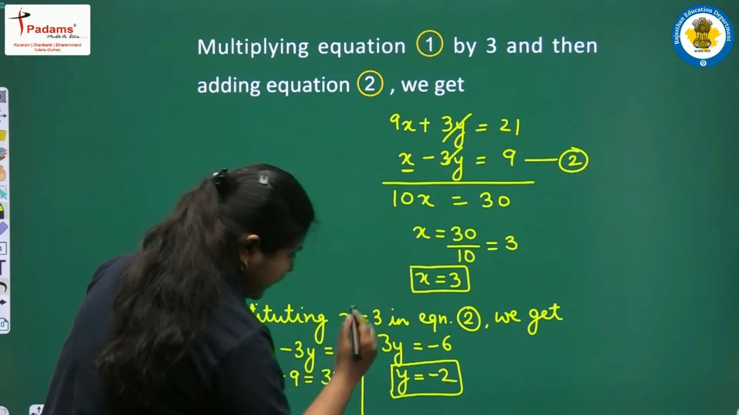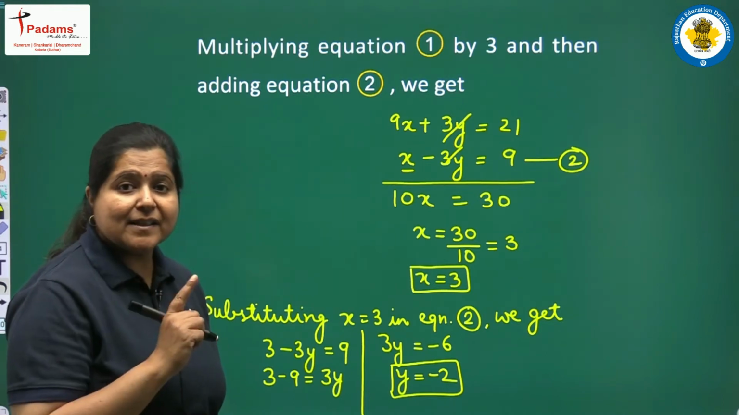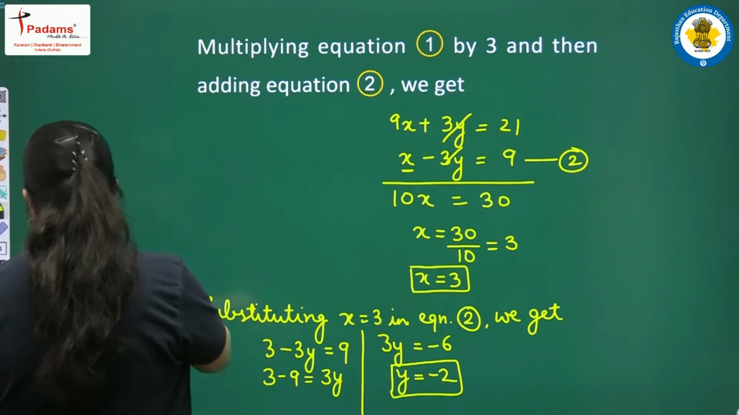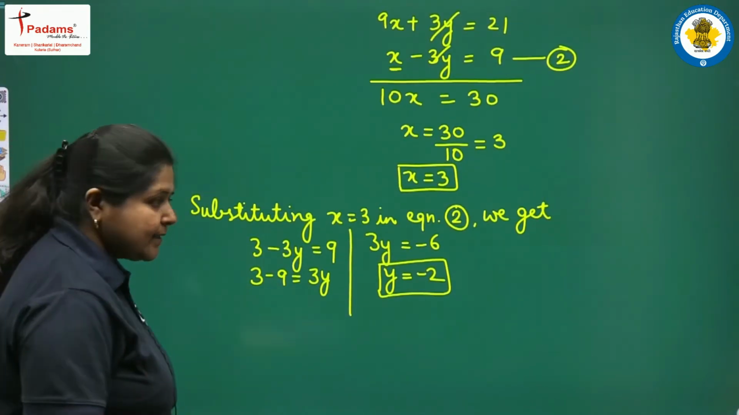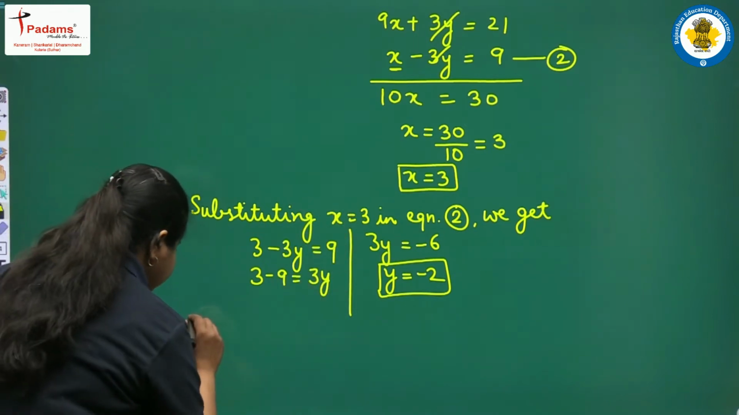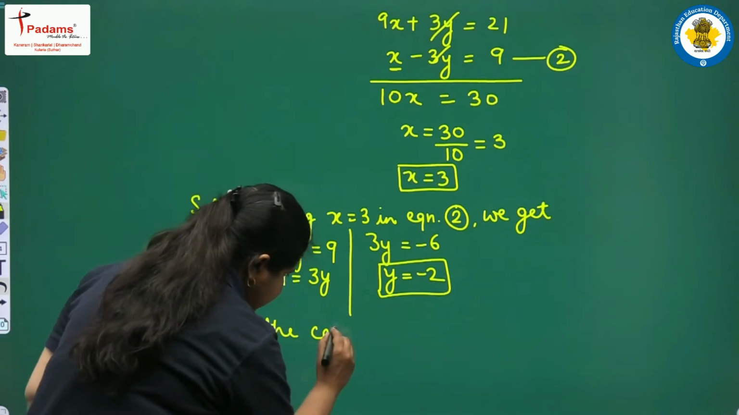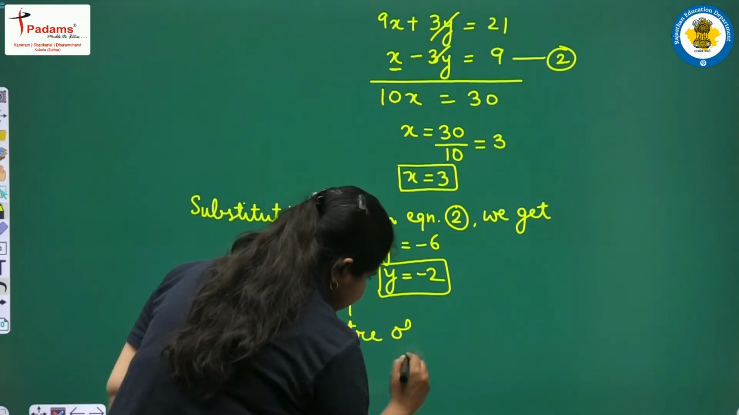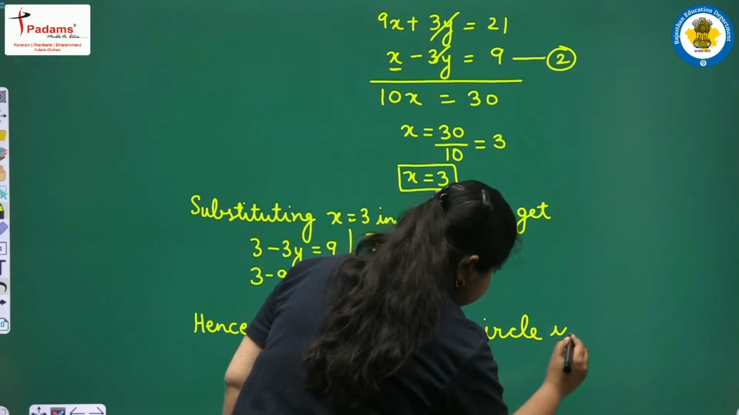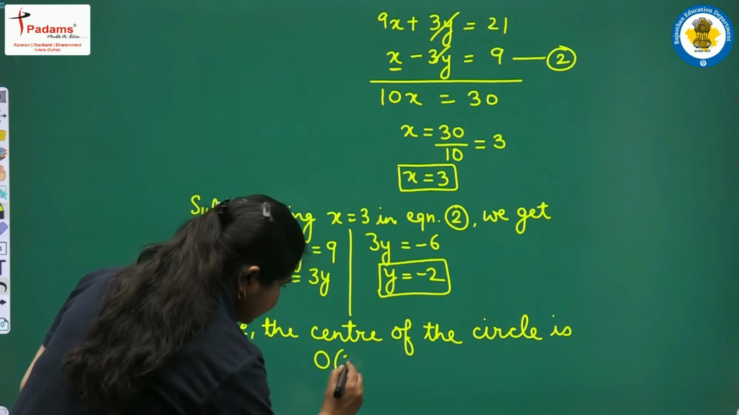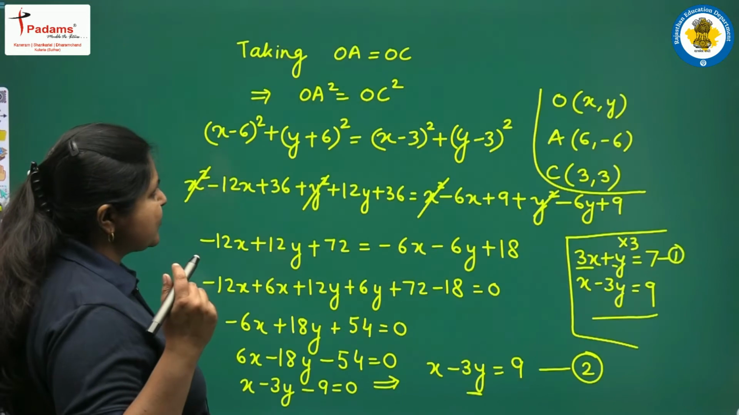So this is the value of y. And what were x and y? These were the coordinates of the center of the circle, point O. So here we can now write the coordinates of the center of the circle are 3, minus 2. Hence the center of the circle is O (3, -2). This is the answer.